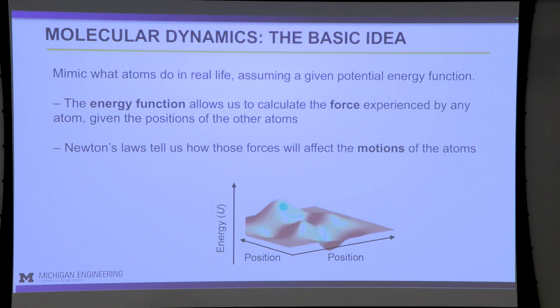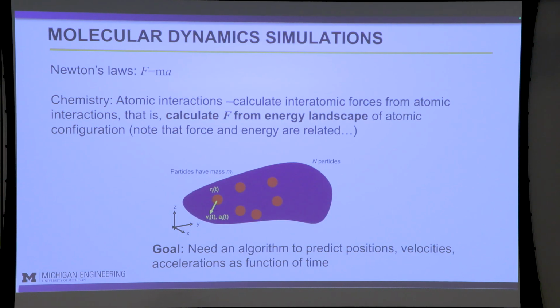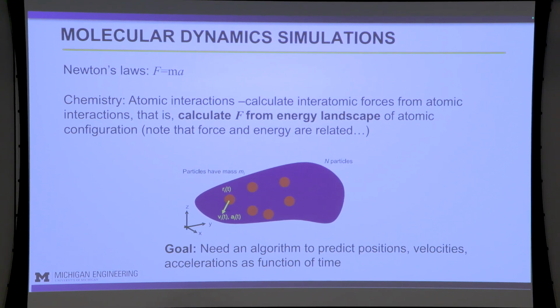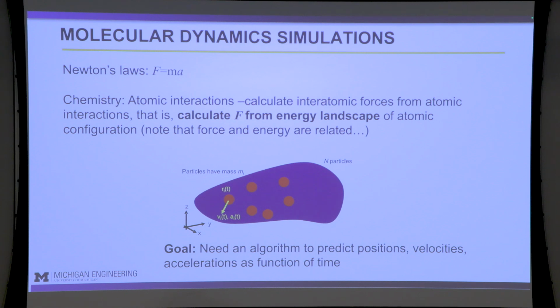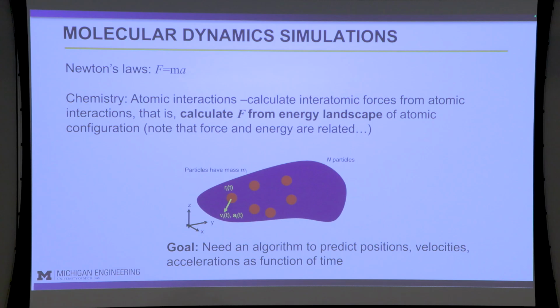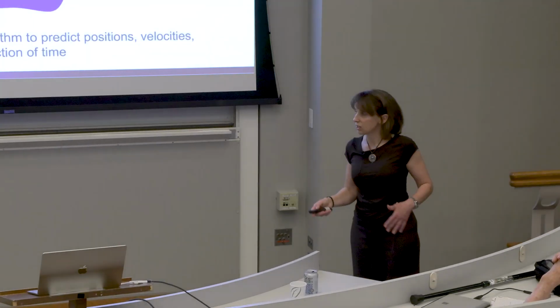Okay, so somehow F equals ma. So the model is based on F equals ma. And so the atomic interaction calculates the forces that then calculate the energy landscape. Okay. So the goal is we need an algorithm to predict the position, the velocity, and the acceleration as a function of time. So you have F equals ma. You know the mass because you know the molecules that you're dealing with. Somehow you decide what is the energy between the atoms. You can compute the forces, right? That is the second part. What you want is a. You want the velocity. You want to know the dynamics. You want to see how things are moving.